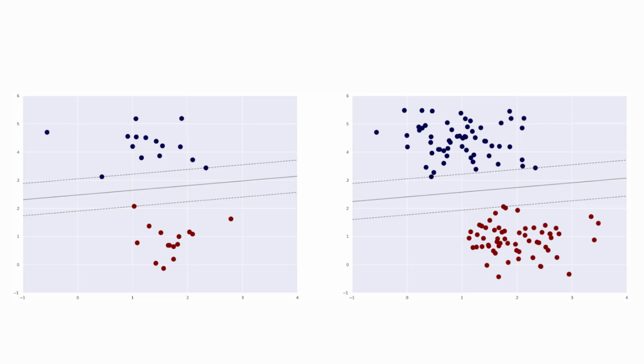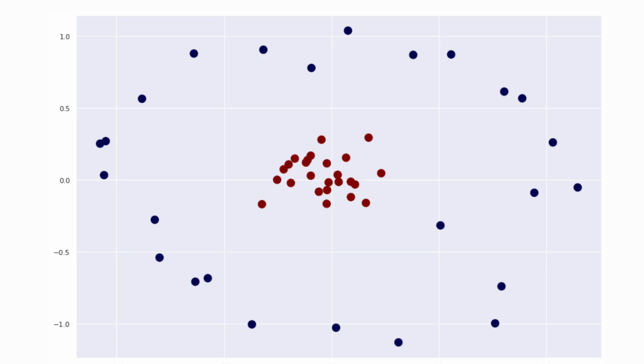So that shows you how important these support vectors are. Now let's take a look at nonlinear data, because we saw previously our data was linear. We could draw just a nice little line to separate the two classes. But here's a much more complex problem.